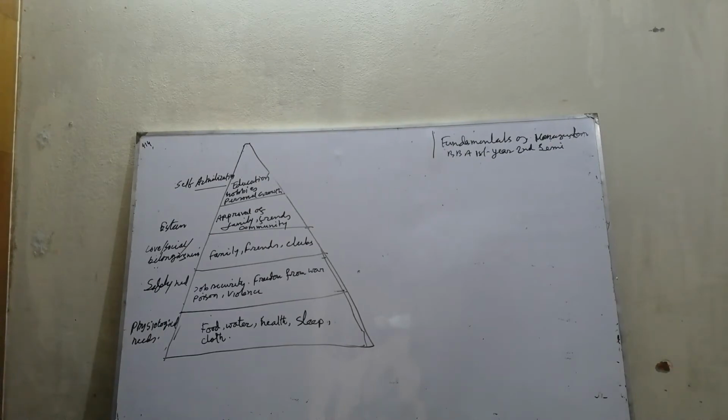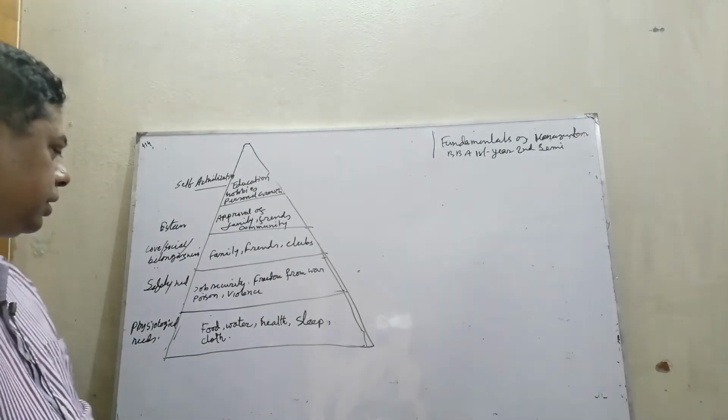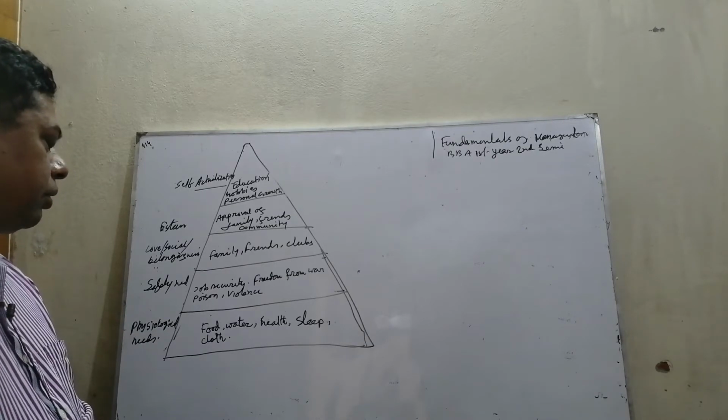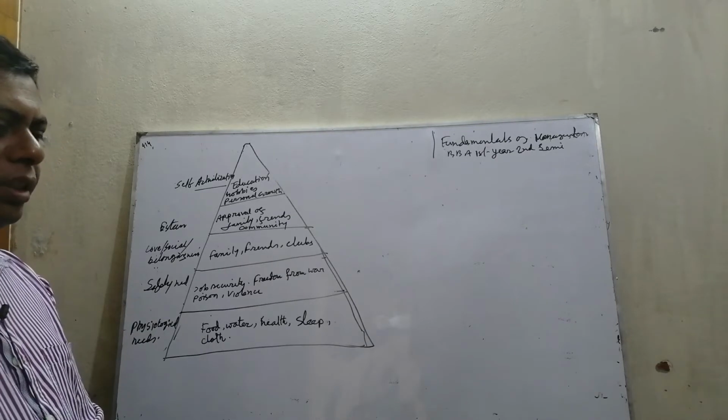He is a psychologist who developed a theory. Maslow defined human behavior as directed towards the satisfaction of certain needs. He classifies human needs in 5 categories. In the first category, physiological needs, the important needs are food, water, shelter, sleep and clothing.